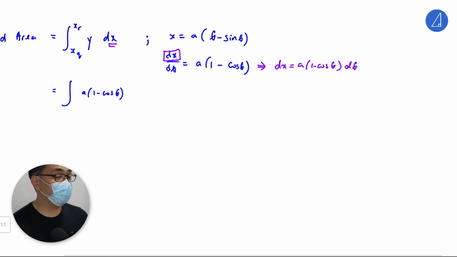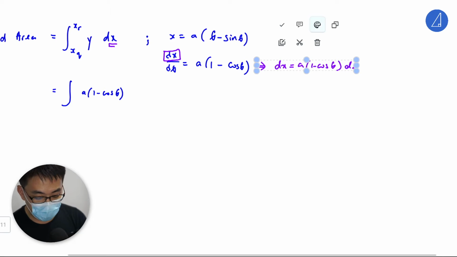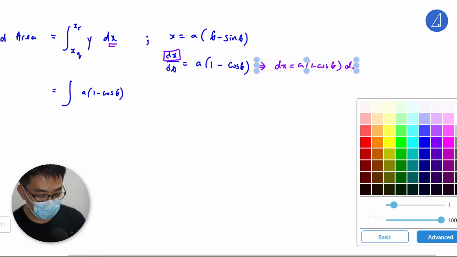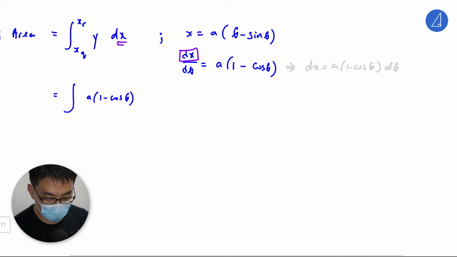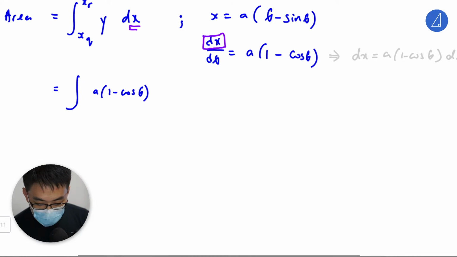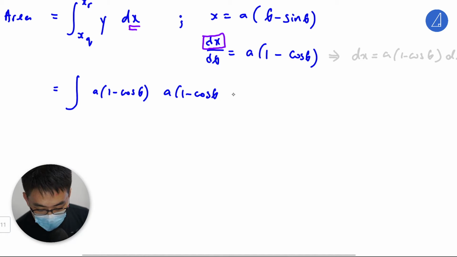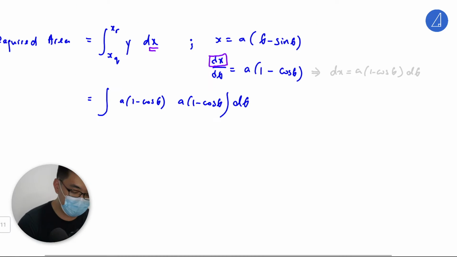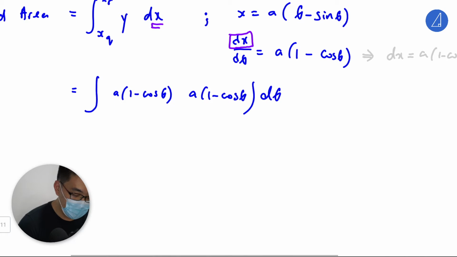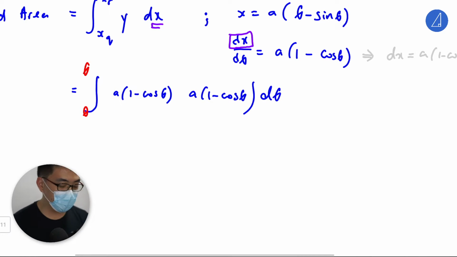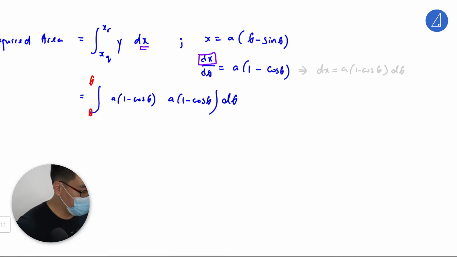Your school will say you cannot write this, so please erase it after usage. It's only one-time disposable. Use it once, then just throw it away. So once you're done, you'll have a(1 minus cosine theta) d theta. Remember this one. This part is important.